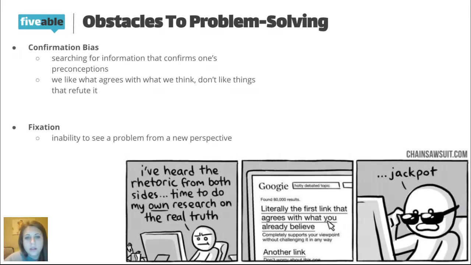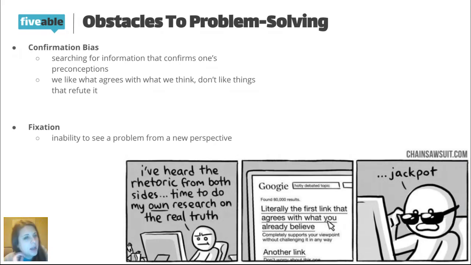And so this little cartoon here shows, oh, I've heard the rhetoric from both sides, I'm going to do my own research. And then you do your little Googling, and basically you find the first link that agrees with you, and you click on it, and you're like, yeah, I am right. Look at that, this website agrees with me. I must be right. And so basically you just find information that supports what you think, and you ignore information that might say that you're wrong. And that can obviously create obstacles to problem solving because you might be ignoring valid or other important information, and so then it leads you to making an incorrect decision.